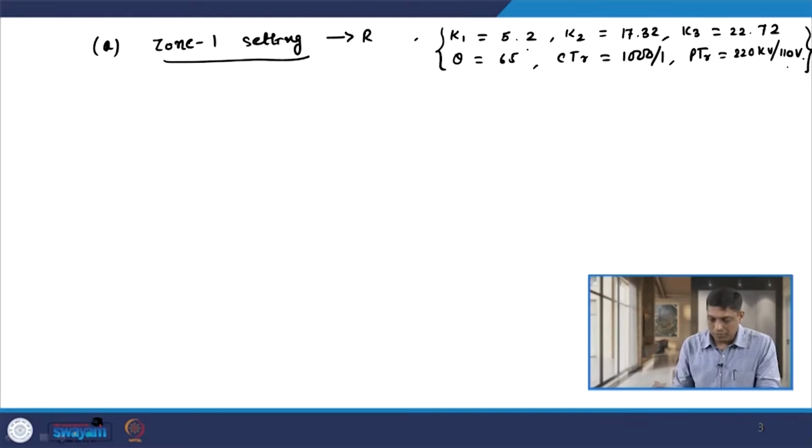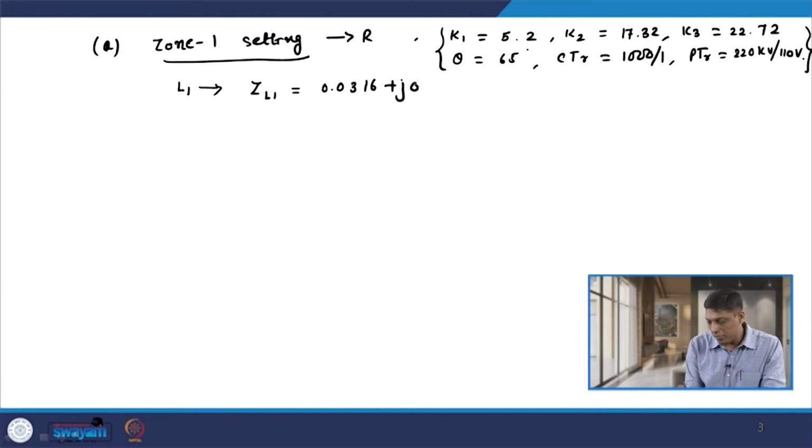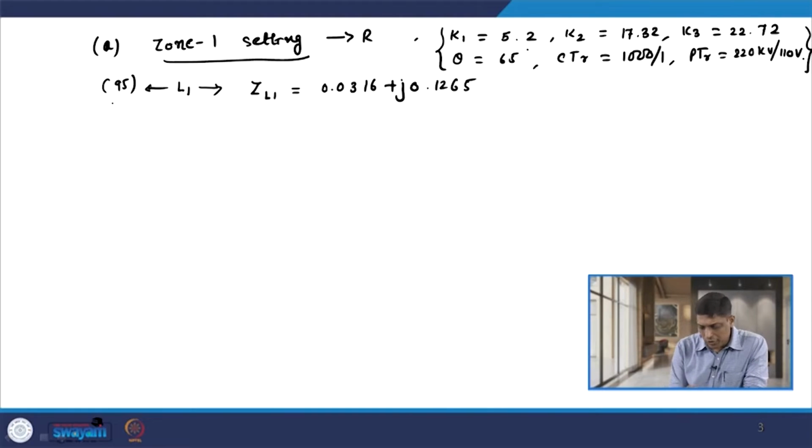So these values are already given, and based on these values we need to find out the first zone reach of relay R for line L1. So let us determine the impedance of line L1, let us call it ZL1. The impedance of line L1 is given as 0.0316 plus j0.1265, and the length of line L1 is also given, which is 95 kilometer long. So with these values let us find out the whole impedance of the transmission line.